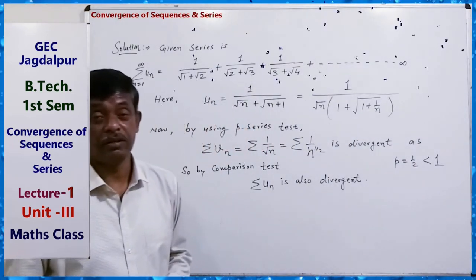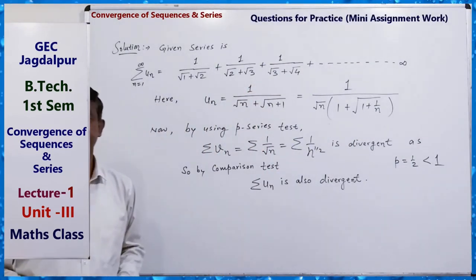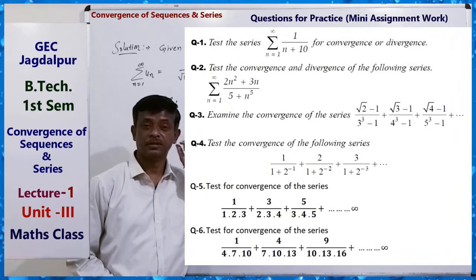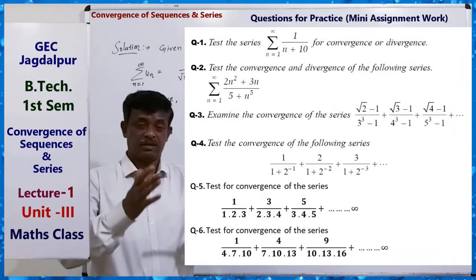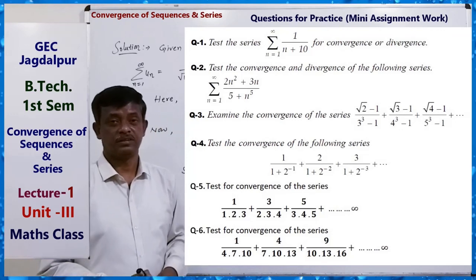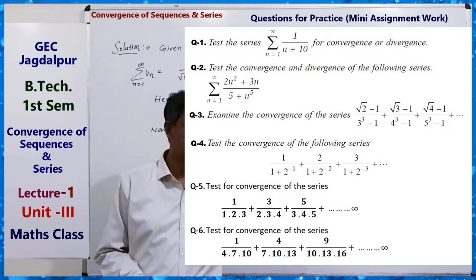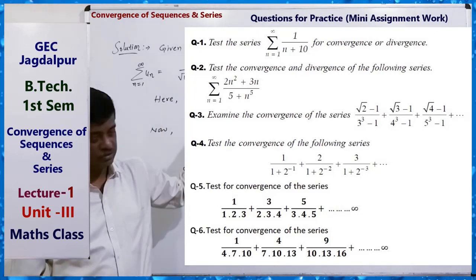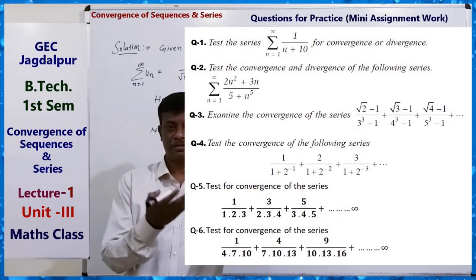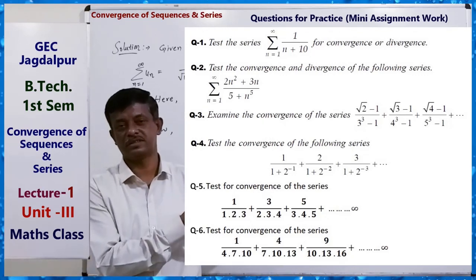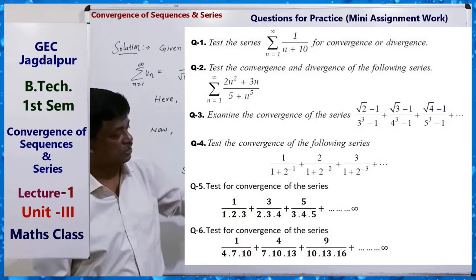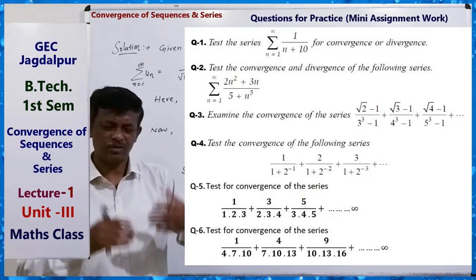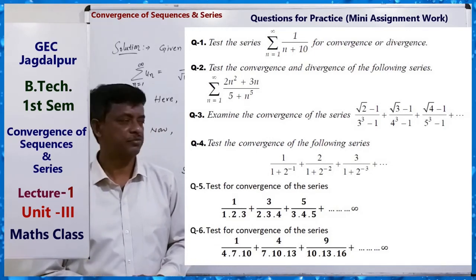Now I will give some questions for your practice. Just do all these questions. Use any of the techniques that I have already discussed in this class, and try to find the convergence or divergence nature of the series. Just do these 5-6 questions. In your copy also note them down and try to solve some more questions for convergence and divergence.